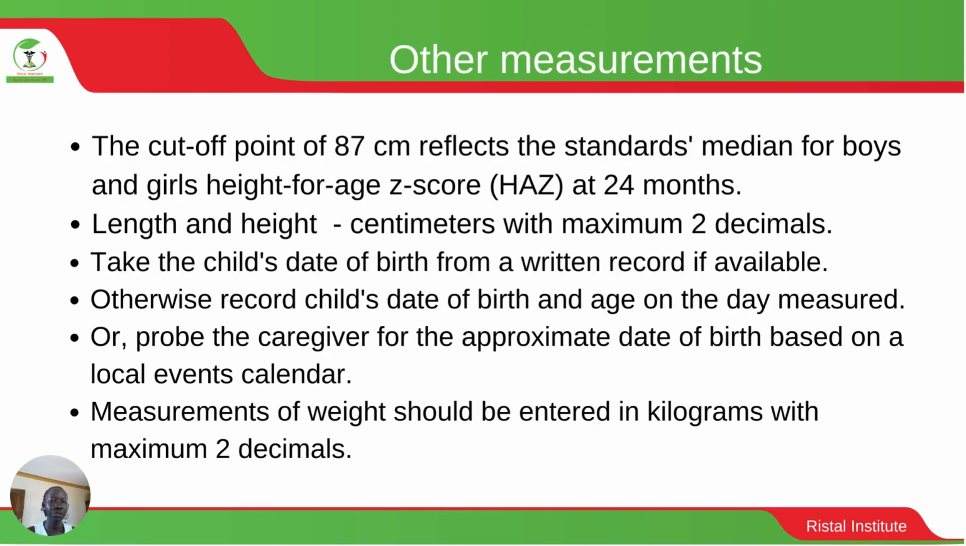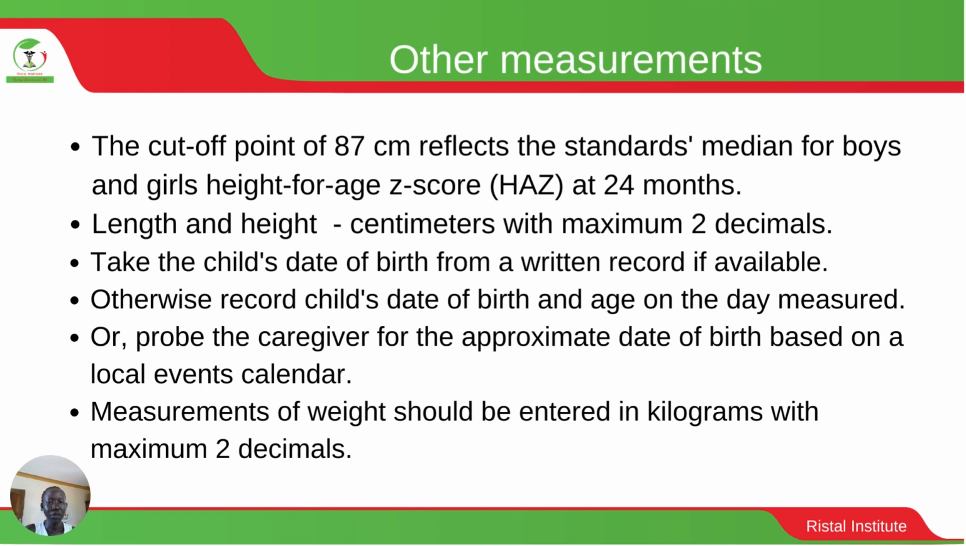The other measurements. The cutoff point of 87 centimeters reflects the standard median for boys and girls' height for HZ score at 24 months. This is the standard height at which you can identify whether the child is greater than 24 months or less than 24 months. The length and the height can be measured only in centimeters with a maximum of 2 decimals.